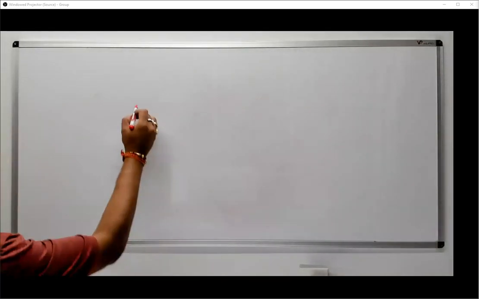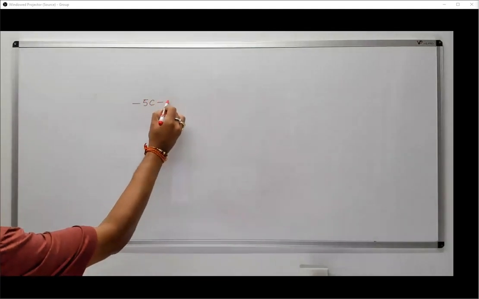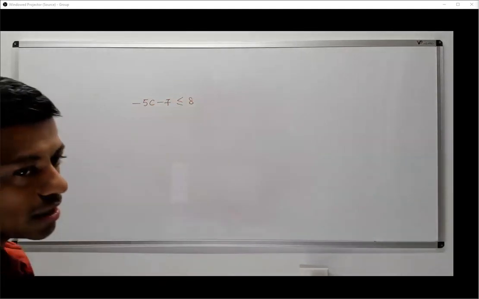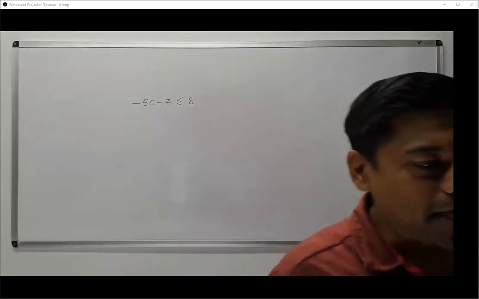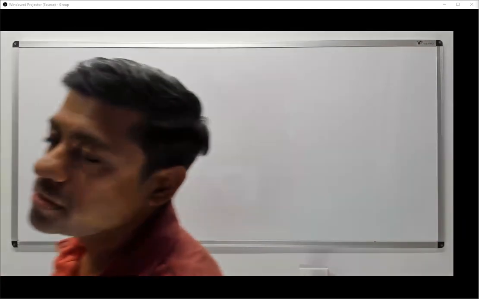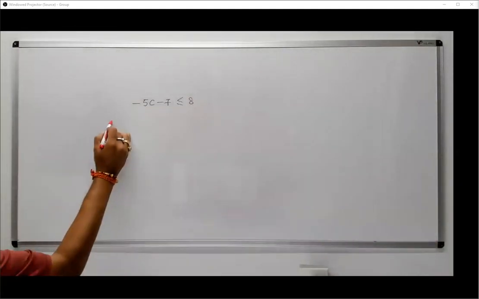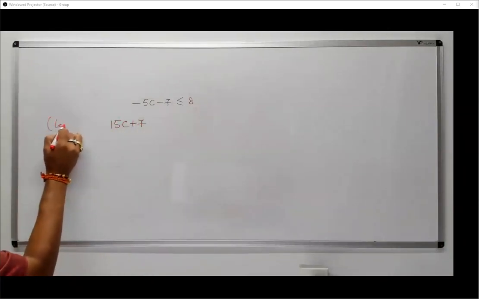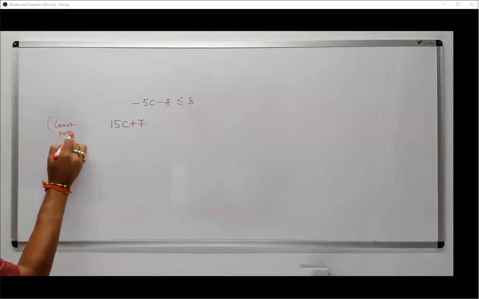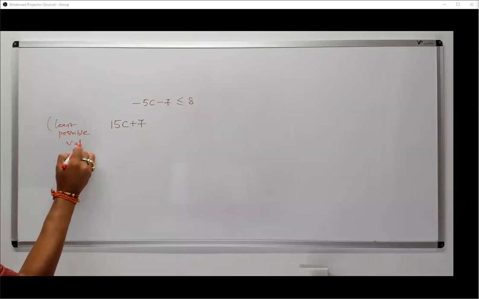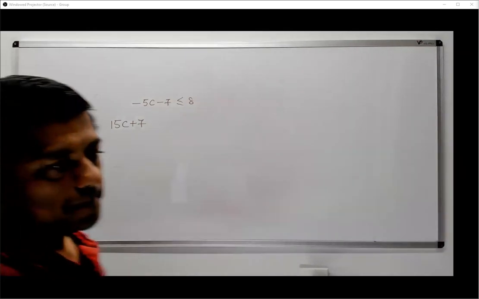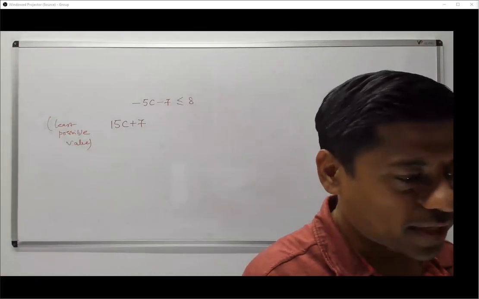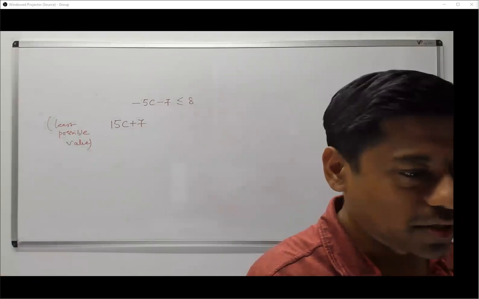The question is: minus 5c minus 7 is less than or equal to 8. What is the least possible value of 15c plus 7? I'm looking for the least possible value. I know we have been a bit over, but this should be our last problem.